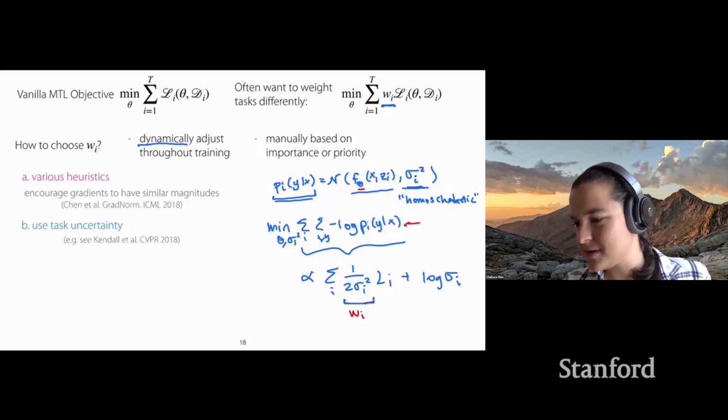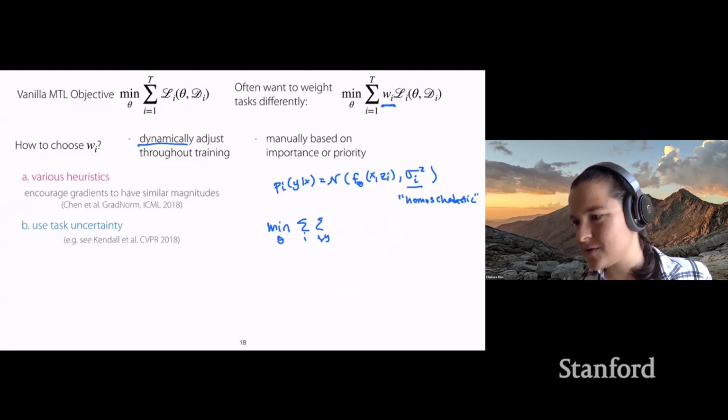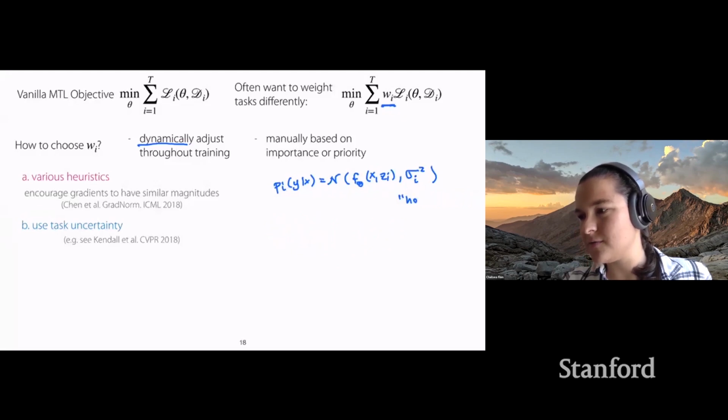Now I think I'm going to need to erase some of this to go on to the next point. Maybe I should find a better way to do this next time. So this is one way to produce the weights of your loss function.